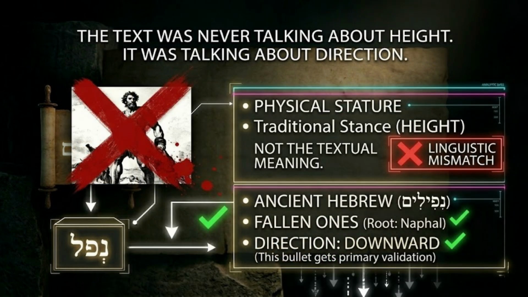Because in the previous case file, we established what the Bene Ha-Elohim were, sons of the divine, celestial beings present at the foundation of creation, beings belonging to the heavenly realm, to the realm above. If the Nephilim are the fallen ones, and the beings in Genesis 6 who crossed into the human realm were the Bene Ha-Elohim, then the word Nephilim is not a description of physical size. It is a description of what happened, a designation for what these beings became the moment they descended, the moment they fell. The Hebrew text was never talking about height. It was talking about direction.